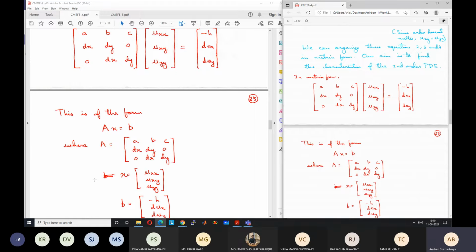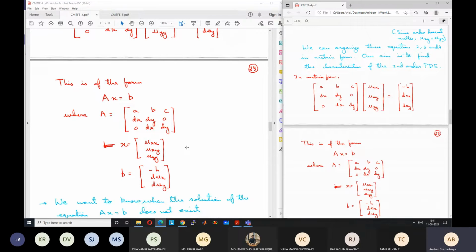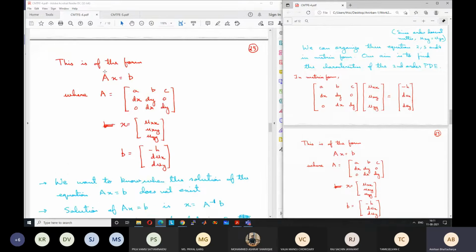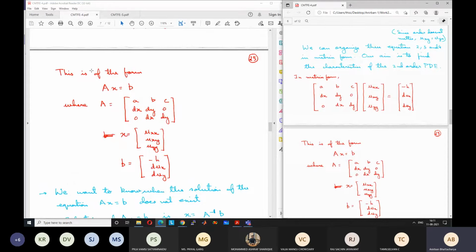A lot of students every time get confused that u itself is jumping. It's not that. If it is a temperature, there is no jump in the temperature value at the characteristic. There is a jump in the second order derivative of temperature, if temperature is the dependent variable. So anyway, we want to know when the solution of the equation Ax equal to b does not exist. When does the solution not exist of this form?